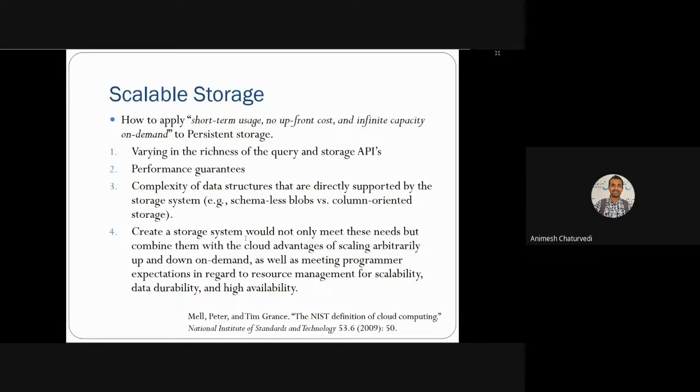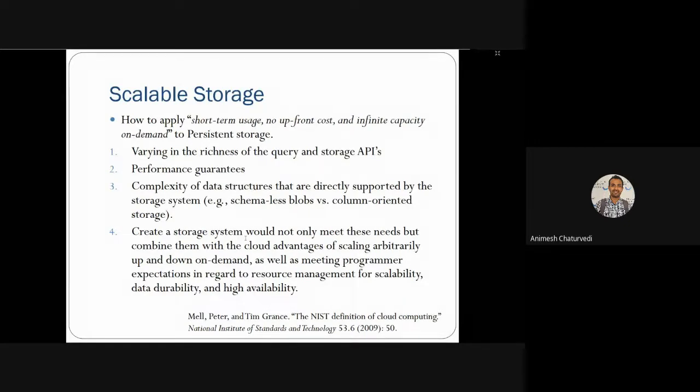So then what is that? Varying in the richness of query and storage API. There are various APIs that could help you with storage and query processing efficiently. There is a lot of research going on about how to make an API more efficient to access some data and to store that data. Then performance guarantees are needed for such scalable storage. The complexity of data structure also needs to be measured, and direct support should be worked out in such storage systems. Schemaless blobs are there, column-oriented storage is there. Such complexity of data structure also matters, and that directly supports such storage systems.